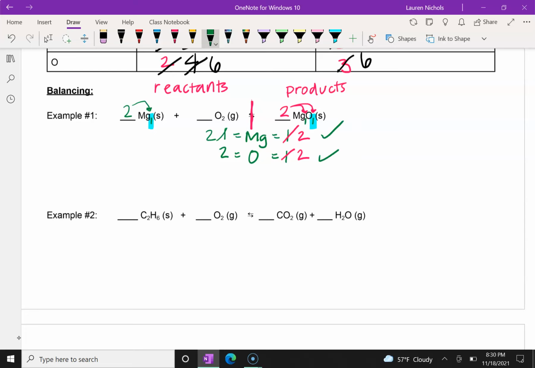Now what that tells you is since there's no number in front of oxygen as a coefficient, that's a 1. But again, chemists are kind of lazy, so most of the time you're not going to see a 1 there. It'll be a blank space. So hopefully you found that relatively easy.